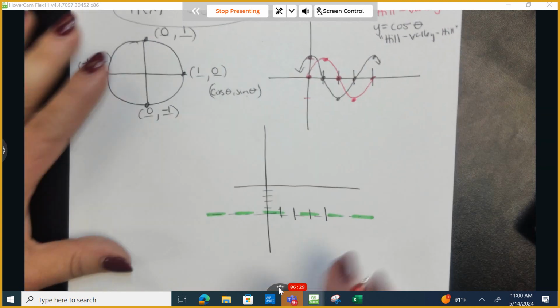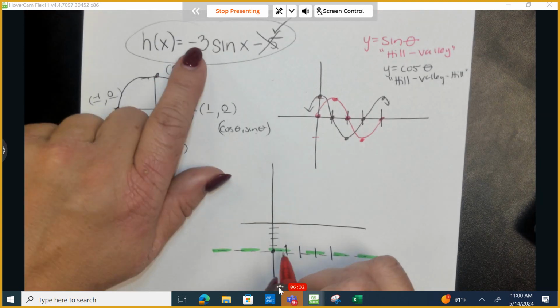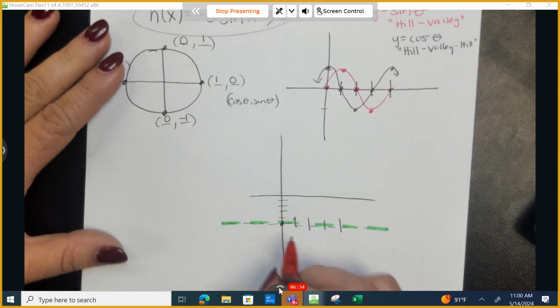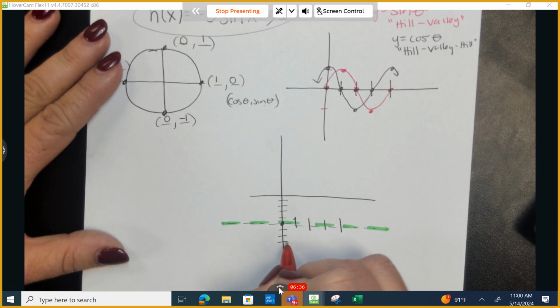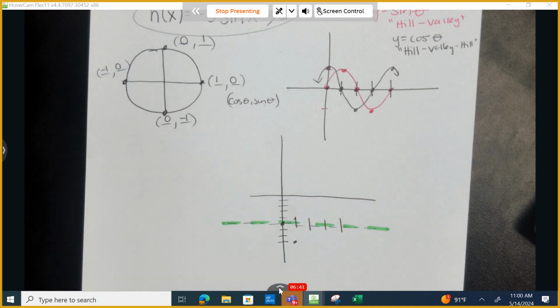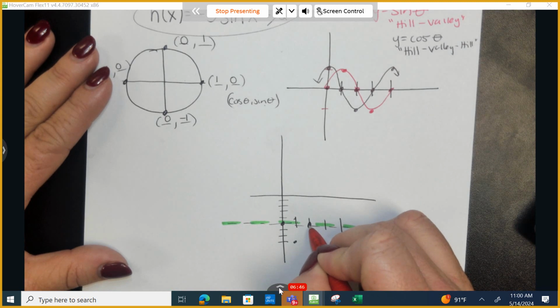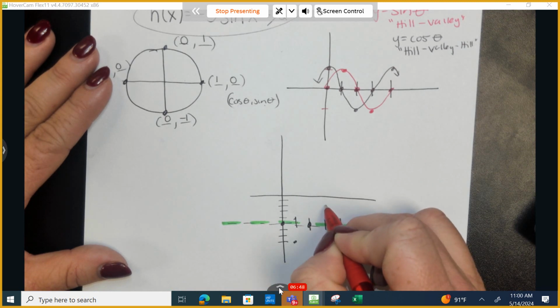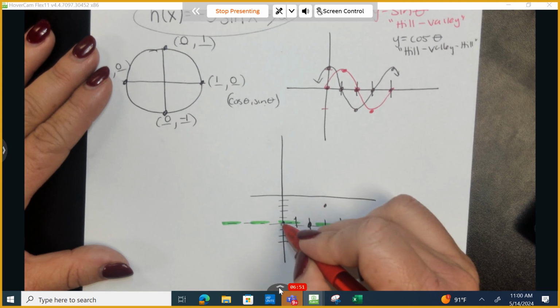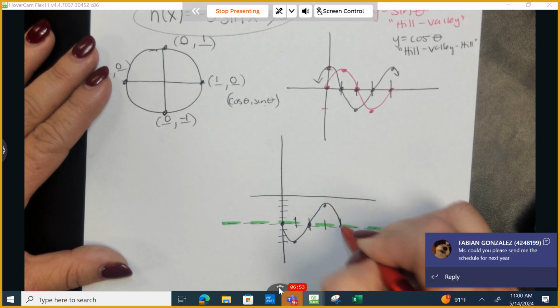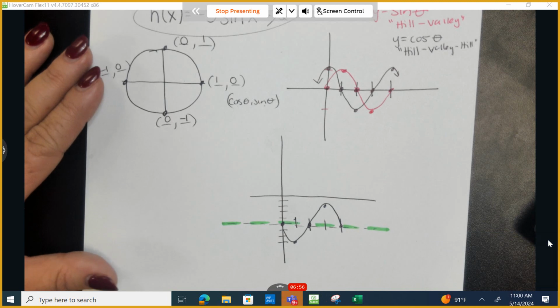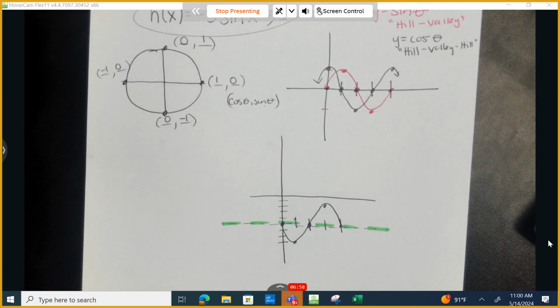The negative. So instead I start here, but instead of going up 3 on step 1, I'm going to drop down 3. 1, 2, 3. So step 1, I drop down 3 from the new midline, that new horizontal axis. Step 2, I come back to the midline. Step 3, I go up 3. And step 4, back to the midline. So it's looking just like this. That is one cycle of this function.